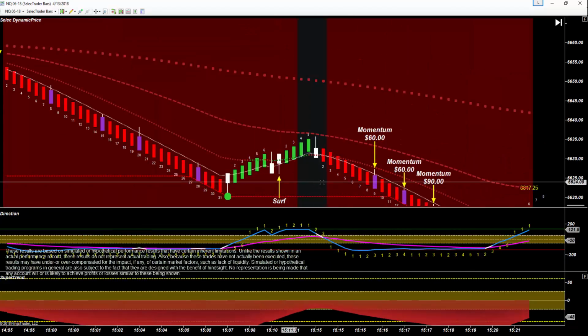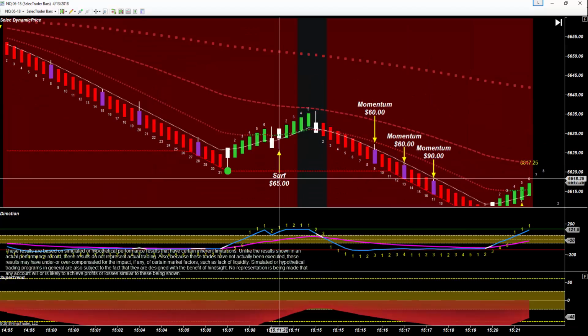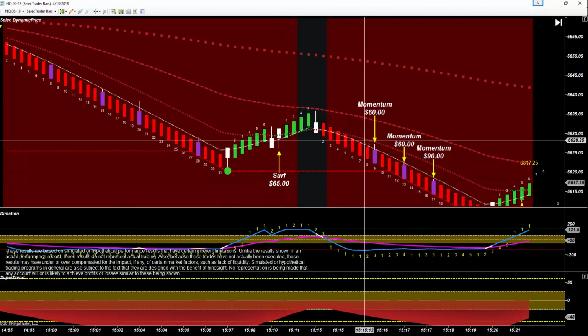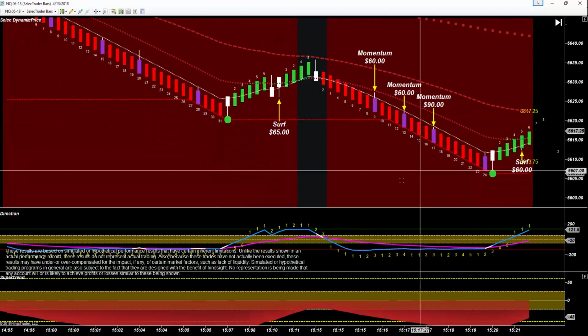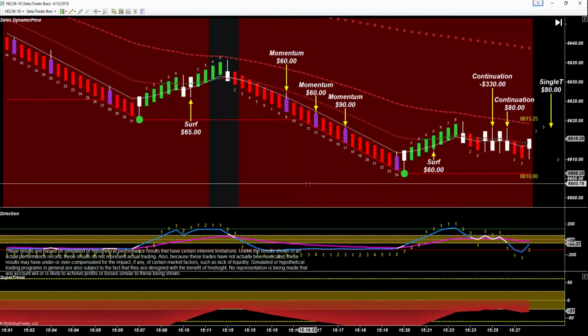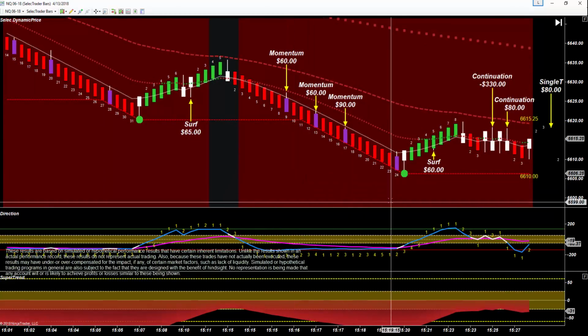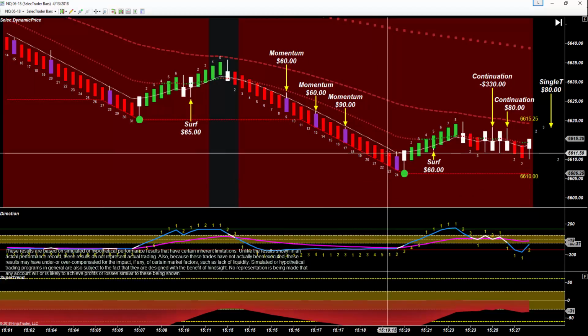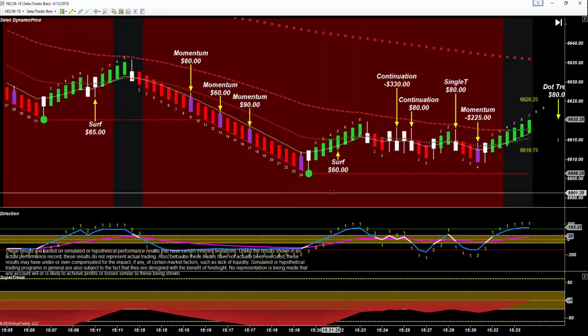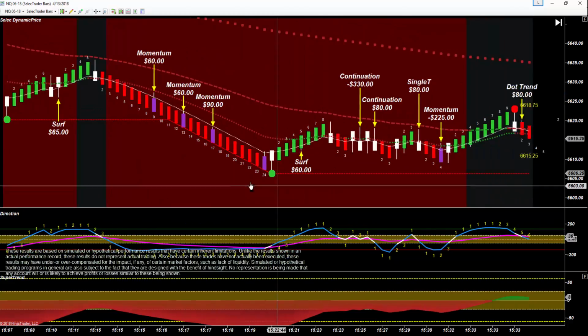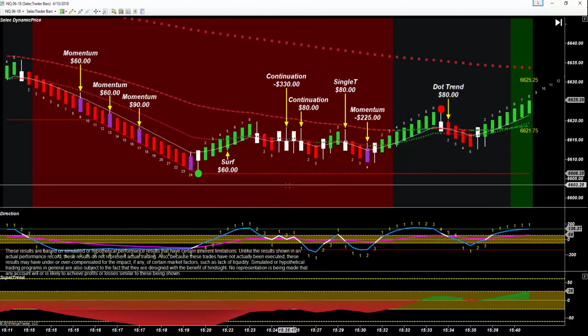Then we have a surf long here at 1511 for a quick profit target plus a tick. Then we have 3 momentum shorts in a row in the same run. The first 2 for profit target, and the third one grabs a couple extra ticks by widening to the DPI price after the close of bar 23. Then we have another surf long for profit target, followed by a continuation, little bit of a head fake there.